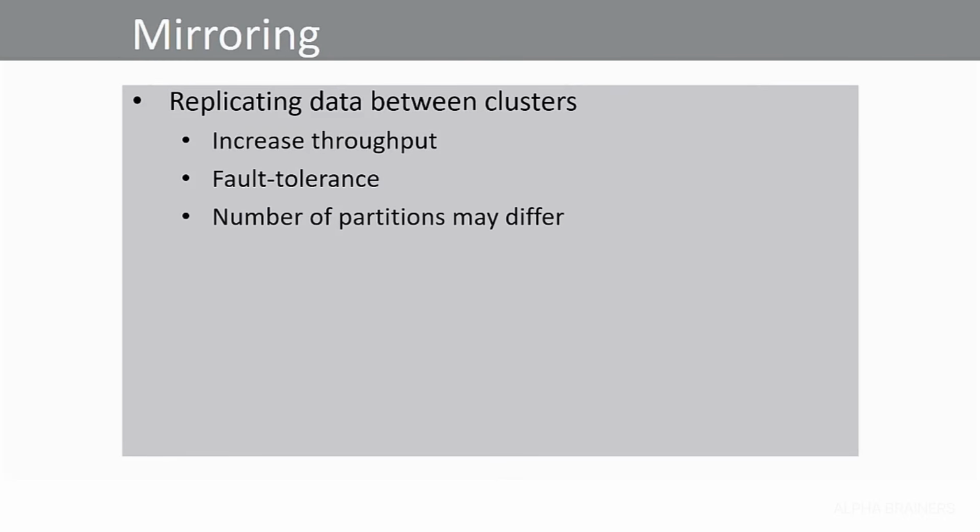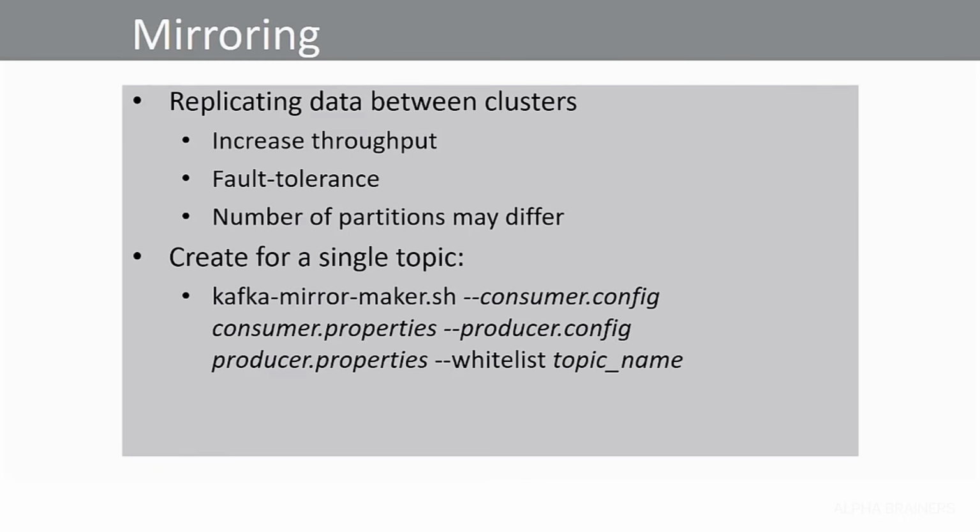The number of partitions can vary, so just because you have a topic in one cluster with 5 partitions doesn't mean you have to have 5 partitions in the other cluster. So it's very flexible as far as that's concerned. To do this for a single topic, what you could do is use this command called kafka-mirror-maker.sh. And for this, you have to specify a --consumer.config option with the consumer properties and a --producer.config option with producer properties as well.